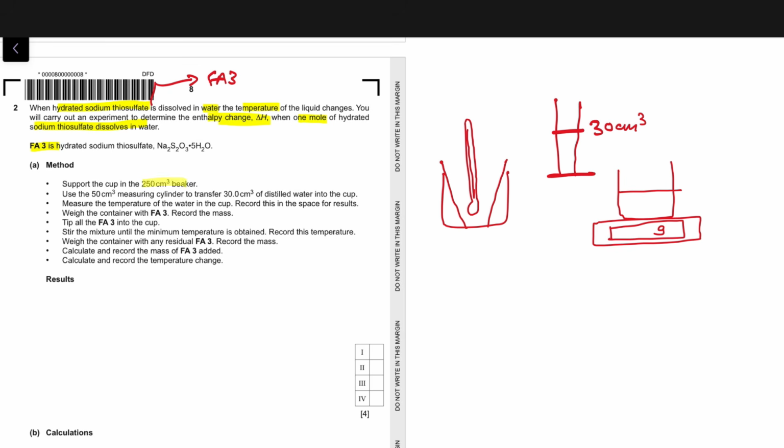Support the cup in the 250 cm³ beaker. Use the 50 cm³ measuring cylinder to transfer 30 cm³ of distilled water. Then measure the temperature of the water in the cup. Record this in the space for results. Weigh the container with FA3 and record the mass. Then tip all of FA3 into the cup.